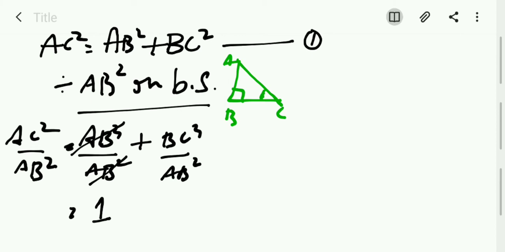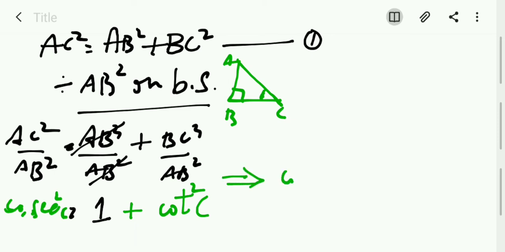We know AB by AC is sine, so AC by AB is 1 by sine, which is cosecant. So cosecant square C is equal to 1 plus, now what is BC square by AB square? Adjacent by opposite, which is cot square C. Cot theta is adjacent by opposite, the same thing but with the square. In general terms, we can write it as cosecant square theta is equal to 1 plus cot square theta.